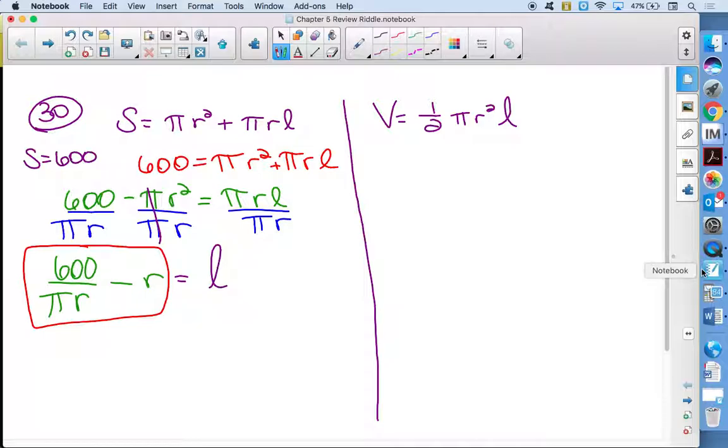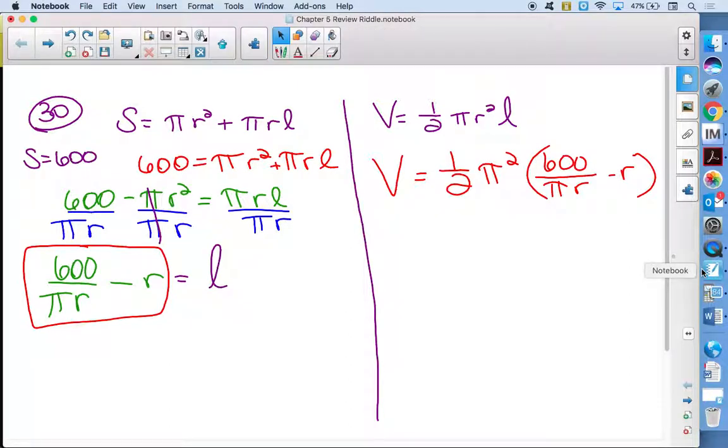So if I just solve this for L, we can come over to the volume formula, and instead of L, we can replace it with the equation that we just found, which would be 600 over pi r minus r. Any questions with that part?